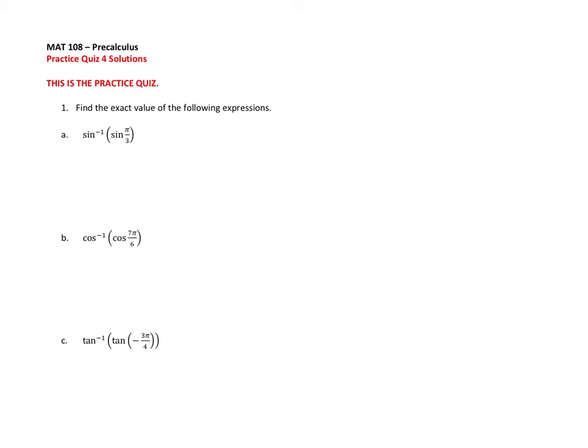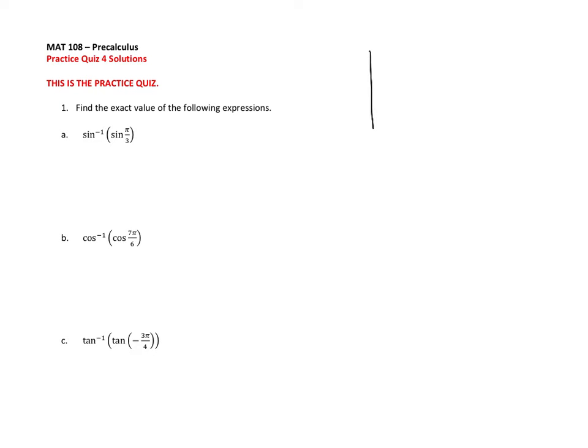In question 1, we'll evaluate the following compositions. In part A, let's find sine inverse of sine of pi over 3. A function and its inverse should cancel each other, so perhaps the answer here is pi over 3. To be careful, to check this, I'm going to draw pi over 3 on a unit circle.